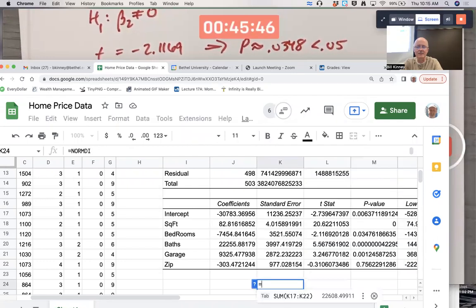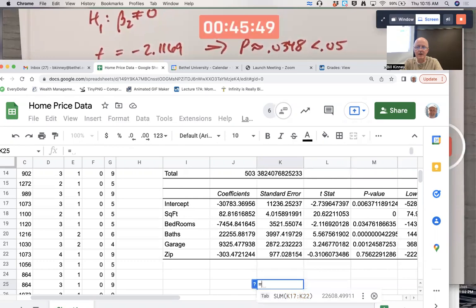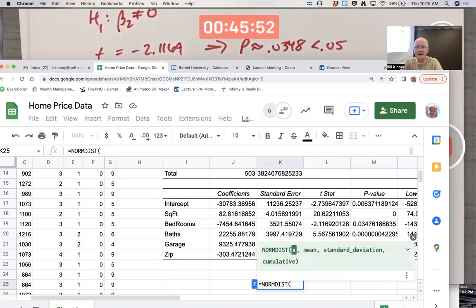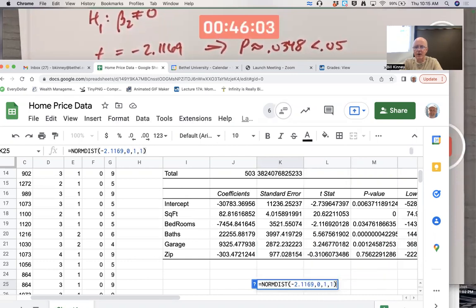Let's go down the row. NORM.DIST on, yeah, we could do negative 2.1169, 0, 1, for cumulative. So this is going to be a CDF value for standard normal. Area to the left of negative 2.11669 should be close to half of the p-value because this is one-tailed. So if I want the actual p-value close, I should multiply this by 2. So this should be pretty close to 0.035.